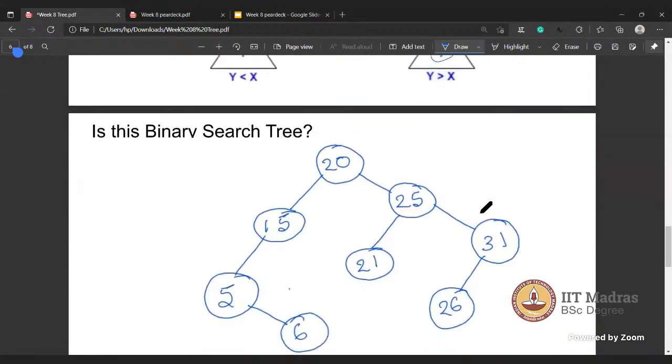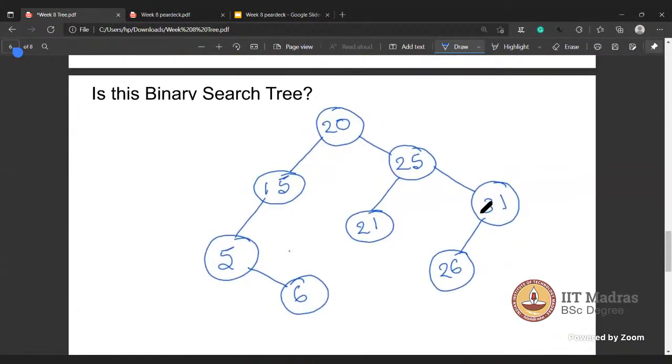Okay, so is this a binary tree? See, 20, 15. Yes, it is less. It is a binary tree. Okay, so how do we check whether this is a binary search tree or not?